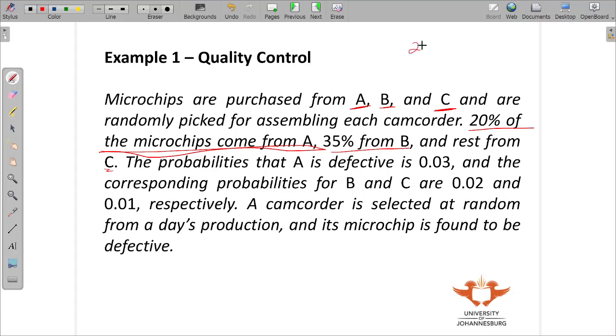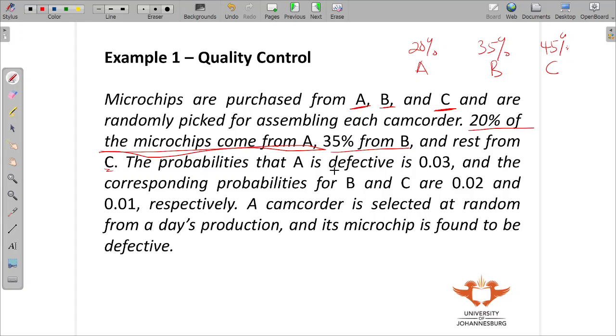So if you have 20, 35, then the remaining one will be 100 minus this plus this. I think it's 45%. So we have 45% from C, 35% from B, and 20% from A. All right, so let's go. I want to be able to pick out what we need.